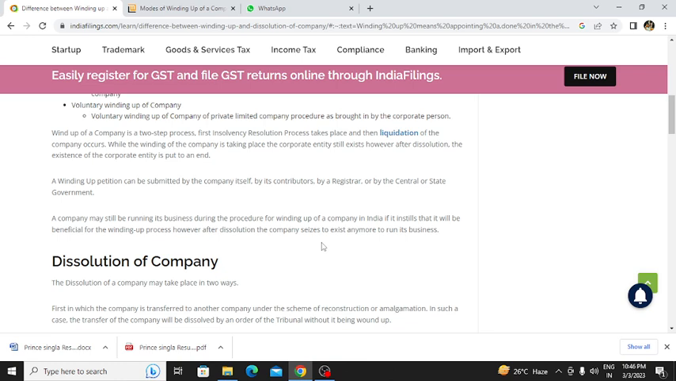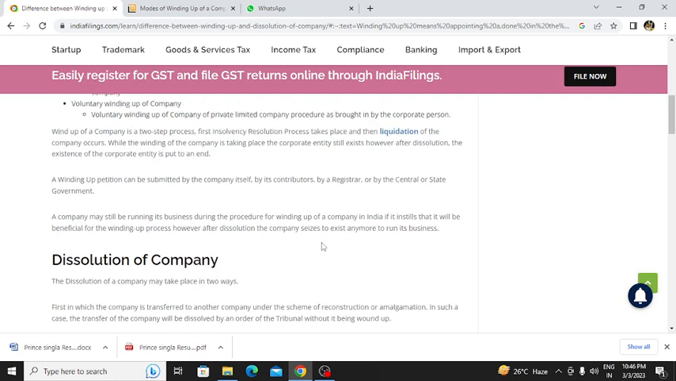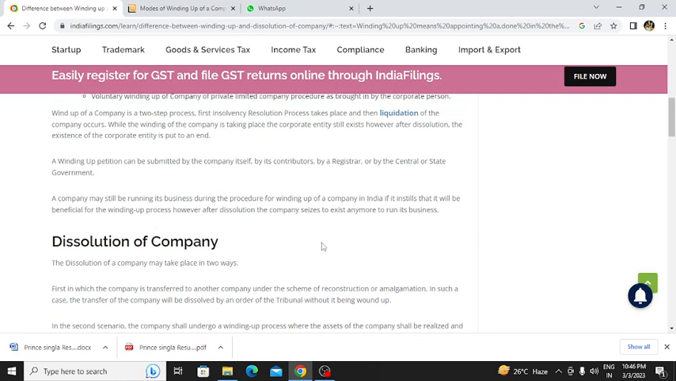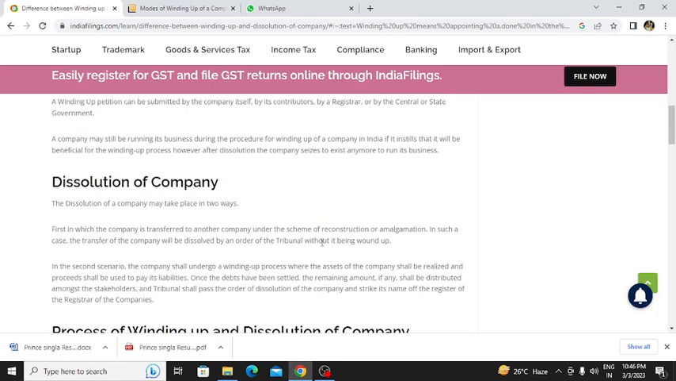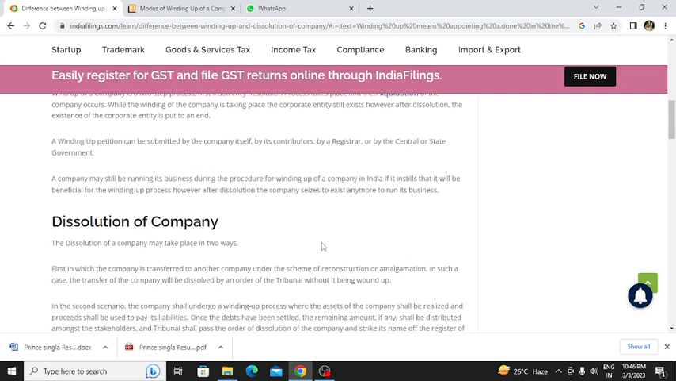His duties are to realize all the assets of the company and settle all the contributors. After that, if something is remaining, it is paid out and distributed among them. However, in dissolution, the existence of a corporate entity is put to an end. So dissolution is the end process. Winding up is a petition.